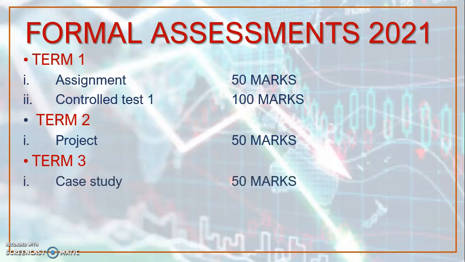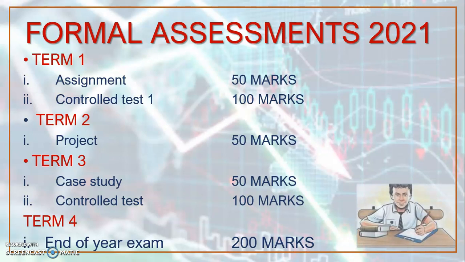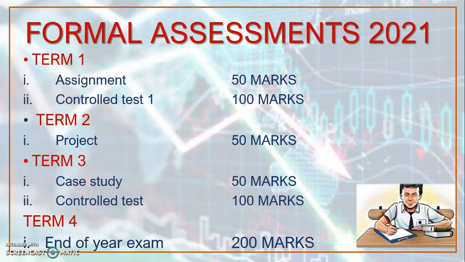And then you've got a case study, 50 marks, and a controlled test in term 3, 100 marks. And then finally in term 4, you have your end of year exam, 200 marks. That is exciting. Obviously, you now know the 200 marks includes the essay, the section B question, and also section A. Right, so people, this is what you can expect.